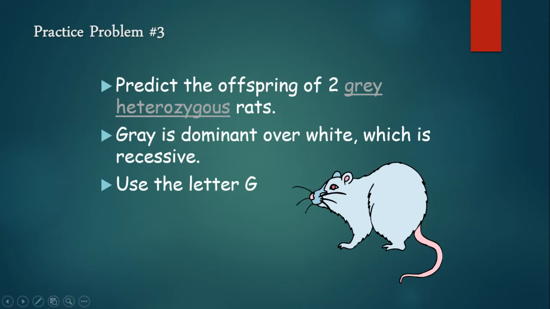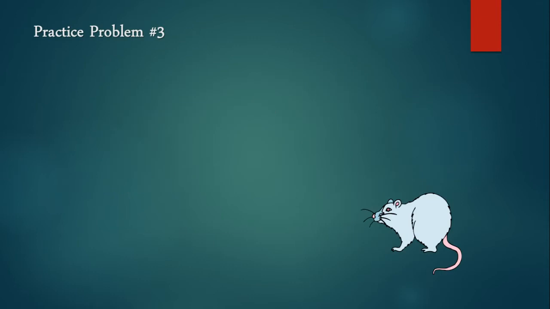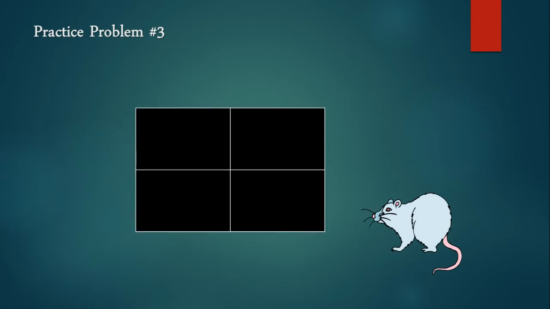Both parents are gray. Since that's the dominant trait, we also have to know that their genotypes are heterozygous in order to continue. Remember, heterozygous means 2 different case letters. If you draw your Punnett square, you have two parents. The parents are the same as each other. They're both heterozygous, which means they're both big G, little g.